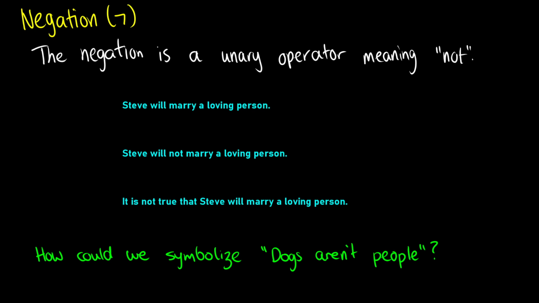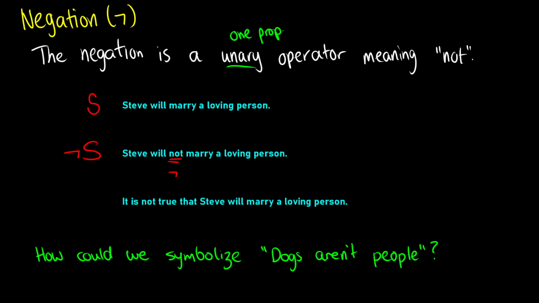So the first one, negation. This is called a unary operator, which means it attaches to one proposition. So if you have P, you can make it not P. If you have S, you can make that not S. So this just means not. So imagine I have this sentence, Steve will marry a loving person. And I want to call this S for Steve. Okay, let's do that. Let's call that S. What if we now have a sentence, Steve will not marry a loving person? So this not is an operator. This is your negation. So this is where the symbol not comes in. So we could call this not S. That's how we could symbolize that.